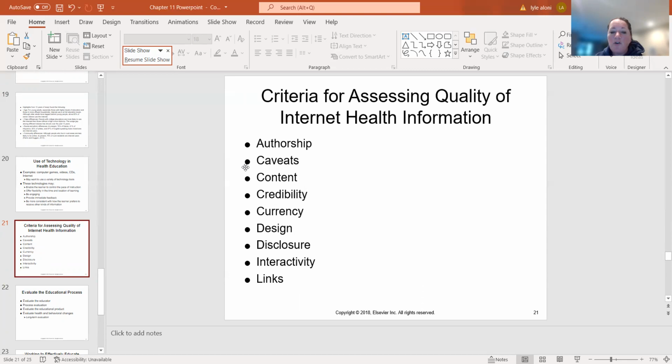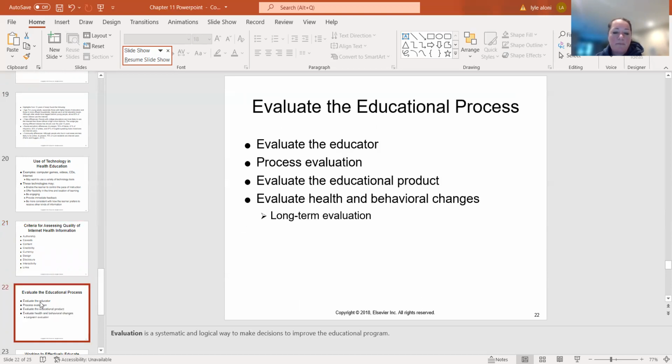Are you getting the information from Googling it? Probably not as credible as if you were getting it from an established website, such as a nursing journal or something like that. We look at the design and interactivity and links that we can click on that may take them to better sites or to worse sites. So when we're evaluating, it's a systematic and logical way to make decisions to improve.